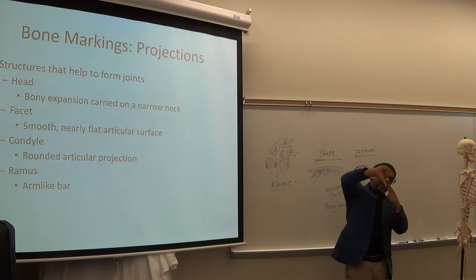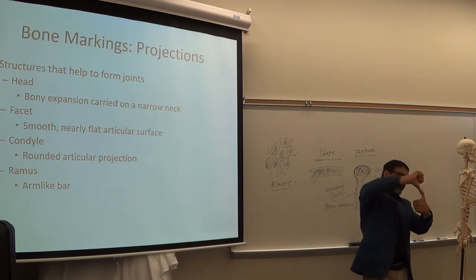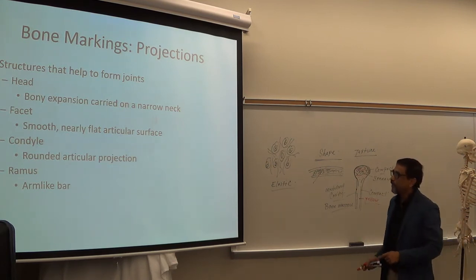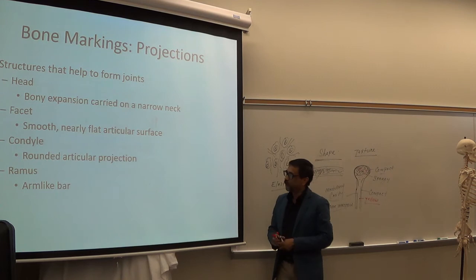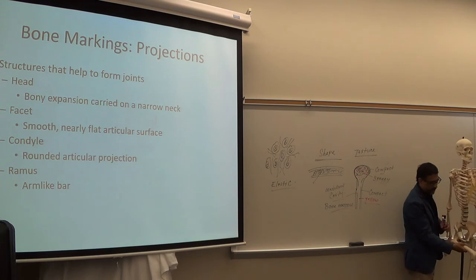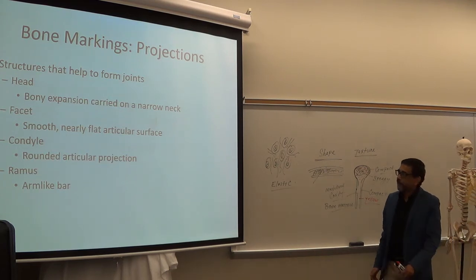And in this surface area, you see a smooth, flat structure. Those are called facets. So facets get attached to each other like this. Articular facets. So facets form joints. Smooth, nearly flat articular surface. Condyle: large round structures that form joints. Condyles, lateral and medial condyles. Okay, so these are large round structures to form joints.